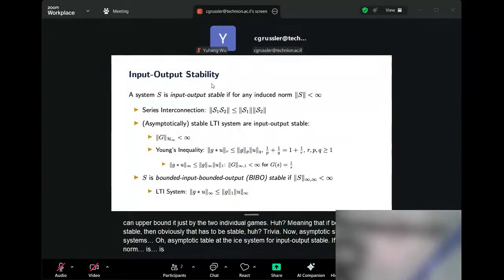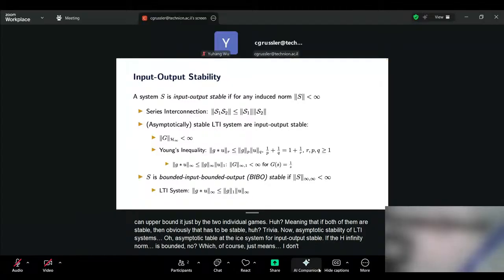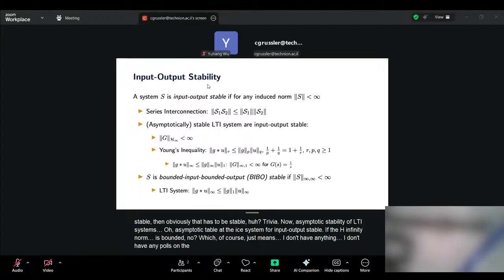Perfectly stable LTI system for input-output stable if the H infinity norm is bounded, no? Which of course just means I don't have any poles on the imaginary axis or on the right half plane. Otherwise fine.